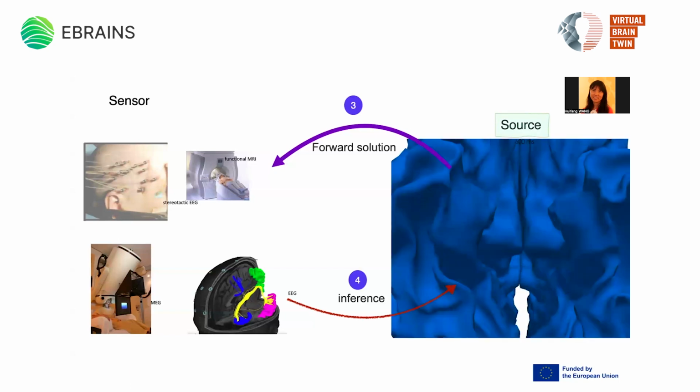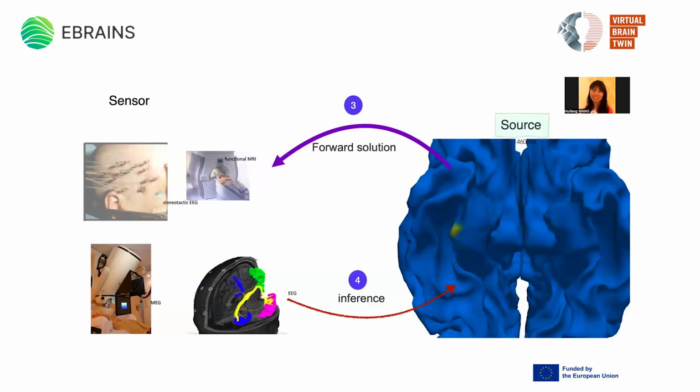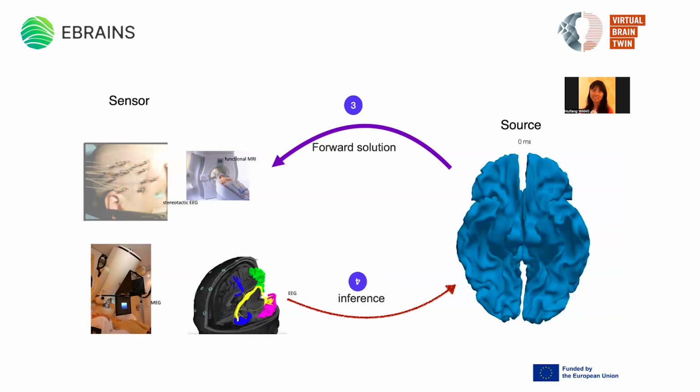The next two steps build on two key concepts, source and sensor. This is our high-resolution source simulation on the right. Source activity represents what happens inside of the brain itself, independent of any measurement system. What we can actually measure and observe, however, are the signals recorded at the sensors. The sensors can be scalp EEG, stereo EEG, fMRI, or MEG. In step 3, we calculate the sensor signals from the source activity using the forward solution. In step 4, we infer the source activity from the measured sensor signals.